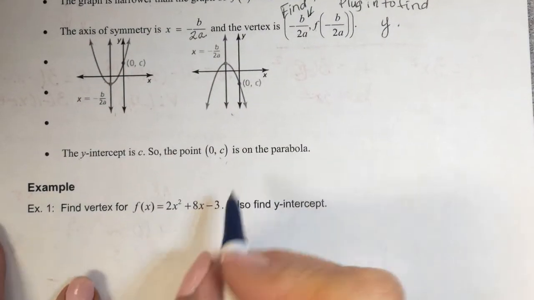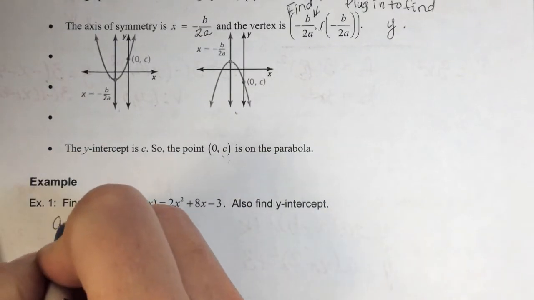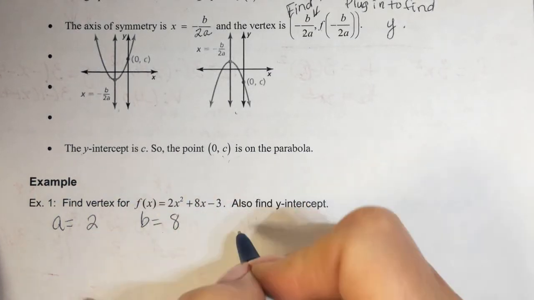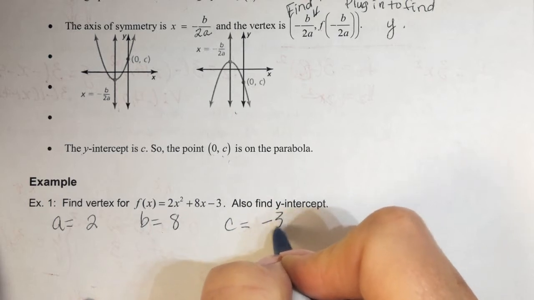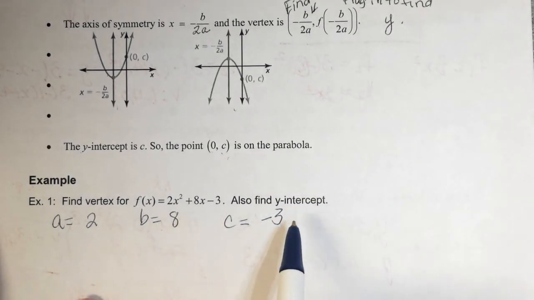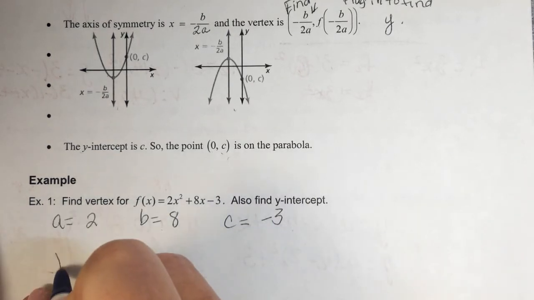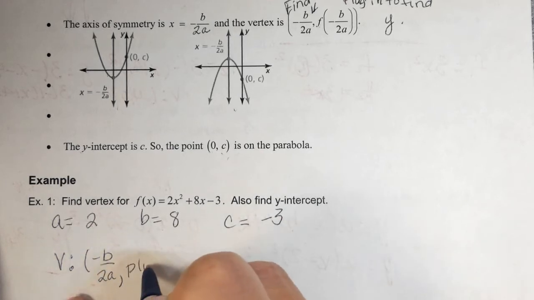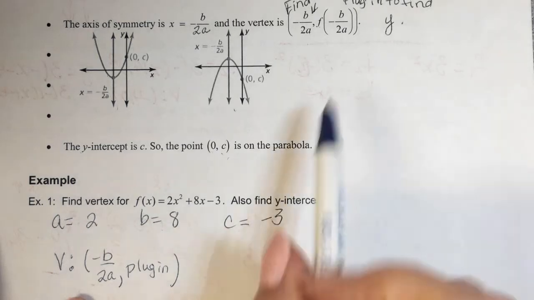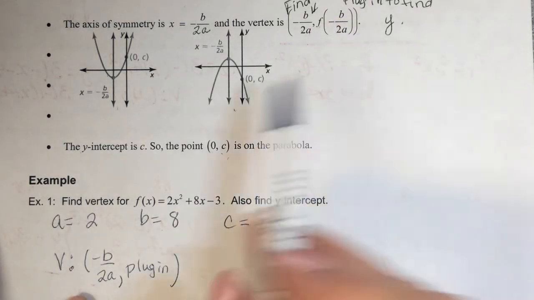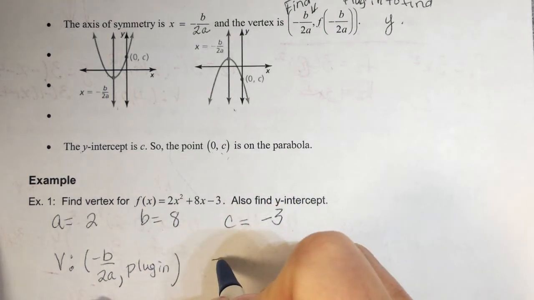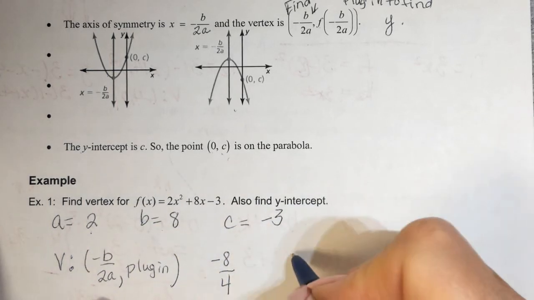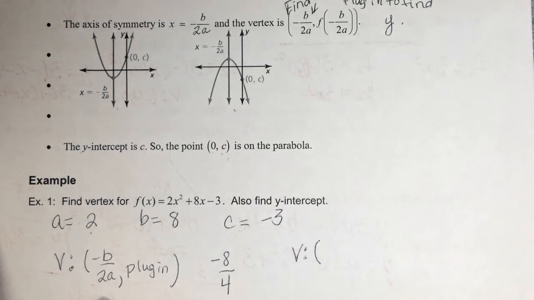All right, let's find the vertex. We're going to go slow on this one so everybody gets it. What's A in this case, you guys? What's B? 8. What's C? Negative 3. Okay? So we have A, B, and C. Now we're trying to find the vertex. So to find that vertex, I have to do negative B over 2A, and then I have to plug it in. I just like to say plug in because writing f of negative b over 2a is a little confusing. So if I do negative b, which is 8, over 2 times 2, which is 4, what is that x coordinate of the vertex going to be?